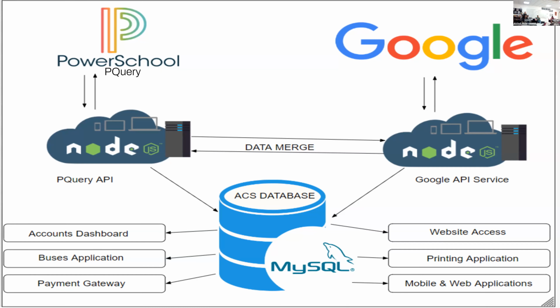So we have three main backend services. The first is the Power Query API. It talks with PowerSchool to get the data and save it in the ACS database. The second one is the Google API. We use the Directory API from Google to pull data and also save it in the ACS database. And the third service does the data merge between them to make it readable, and you can export it and re-upload it to PowerSchool to apply the OpenID Connect configuration.